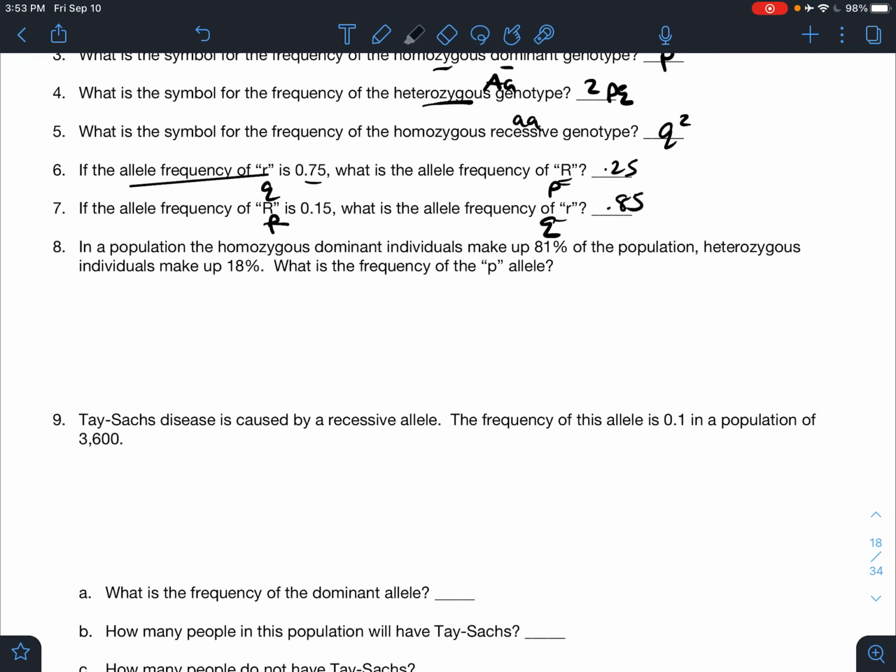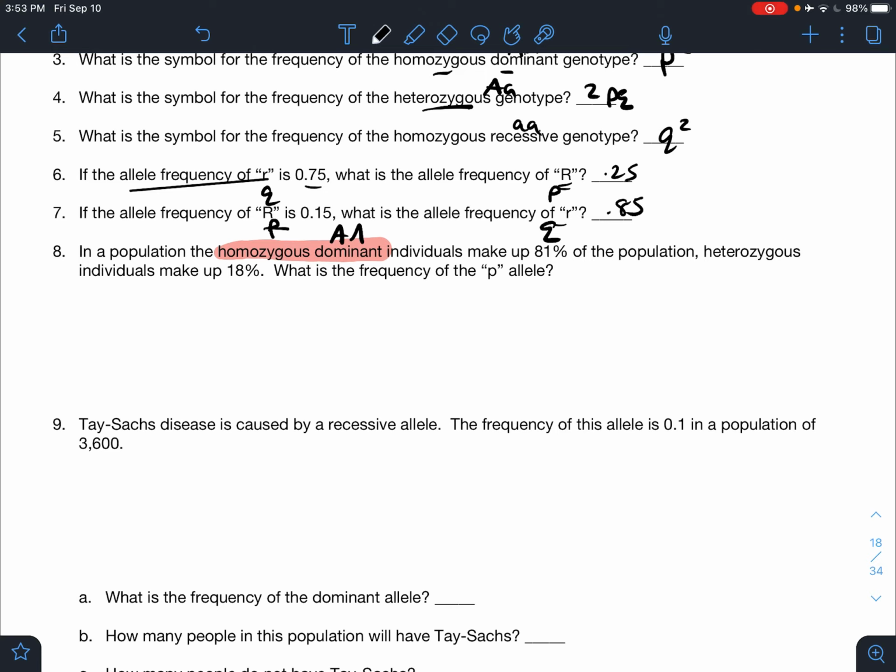Switch it up, black to red. In a population, the homozygous dominant, big A, or our P squared, makes up 81%. Let's change that to 0.81. Heterozygous, which is big A, little a, is our 2PQ, and that's going to make up 18%. We'll change that to 0.18. What's the frequency of the P allele? We can do this in one step, but I want to do everything to kind of double check.